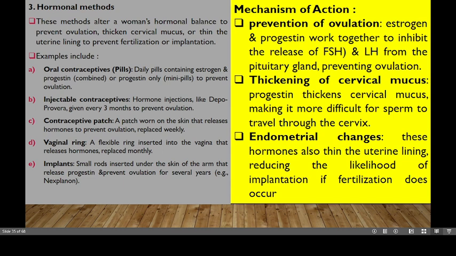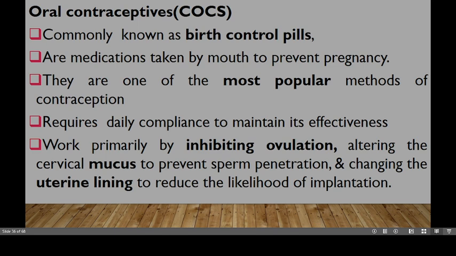We can also thicken the cervical mucus. We have a hormone that is progestin. Progestin normally thickens cervical mucus and makes it difficult for the sperm to travel through the cervix. Then endometrial changes, where these hormones also thin the endometrial lining, reducing the likelihood of implantation if fertilization happens. Those are the major mechanisms of action for these hormonal agents.